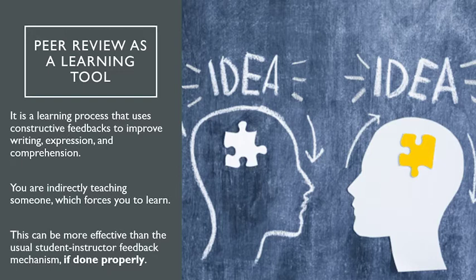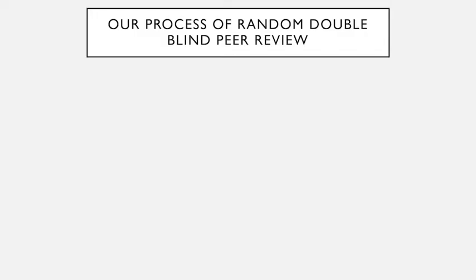Furthermore, peer review allows us to bypass the usual linear student-to-instructor feedback mechanism, creating more parallel avenues for learning. However, we have to do the peer review properly for this to work. So before we discuss the guidelines, let us first take a look at the process of a random double-blind peer review, which we will use in this class. Peer reviewers are assigned at random by the system and you will not know who is evaluating you. Your peers would also not know who evaluates them, thereby removing some bias in the evaluation.